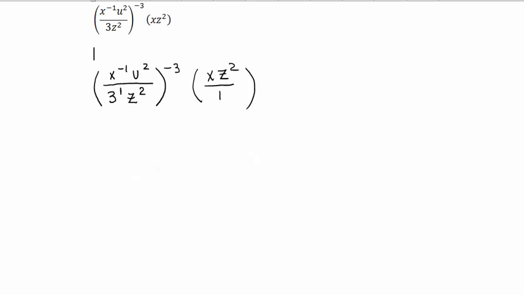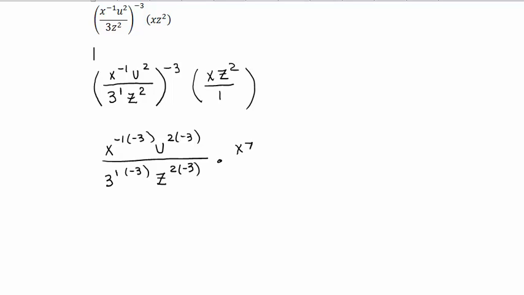So now I'm going to go ahead and just apply that negative 3 to every base or every exponent inside my parentheses, and that way I can remove my parentheses, and I have x to the negative 1 times the negative 3, and I have a u to the 2 times the negative 3, and then I have a 3 to the 1 times the negative 3, and I have a z squared to the times negative 3. And this here I just have x z squared. I'm going to put a 1 out there in front as an exponent for the x to remind myself. And all of that's over 1.